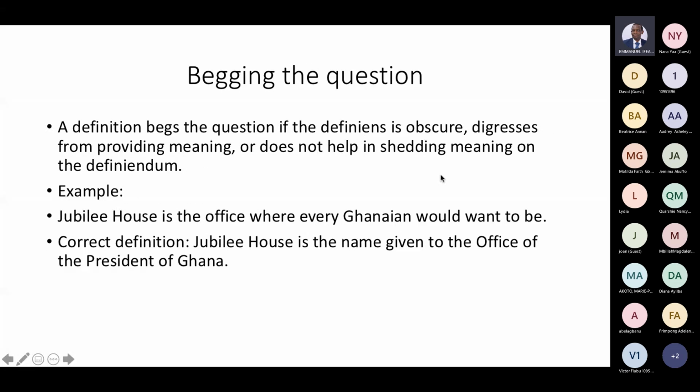A definition begs the question if the definition is obscure or digresses from providing meaning or does not help in shedding meaning on the definiendum. Jubilee House is the office where every Ghanaian would want to be. The correct definition should be: Jubilee House is the name given to the office of the President of Ghana. So saying Jubilee House is the office where every Ghanaian would want to be digresses from defining Jubilee House. So it begs the question of what Jubilee House means. That's a definition that begs the question. When a definition digresses, then it is begging the question.